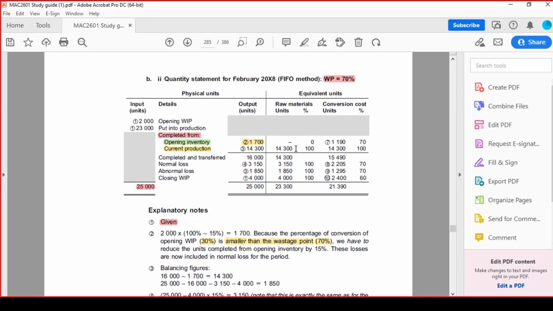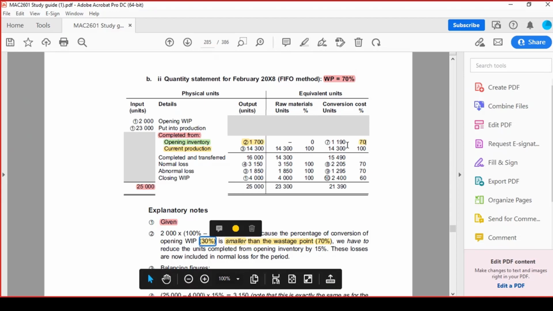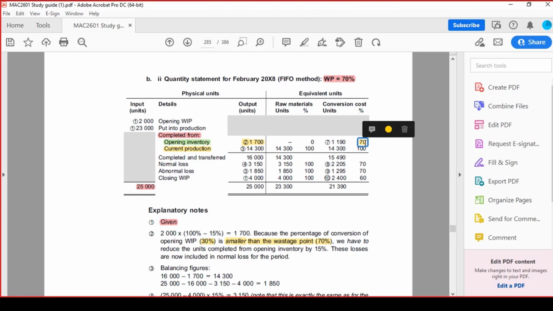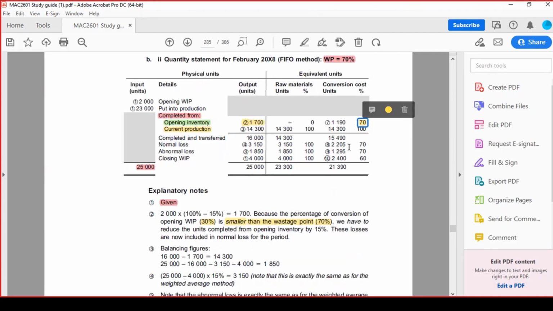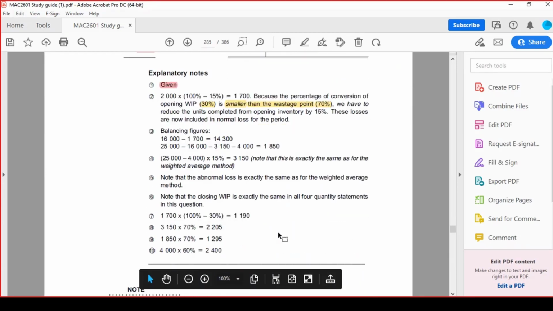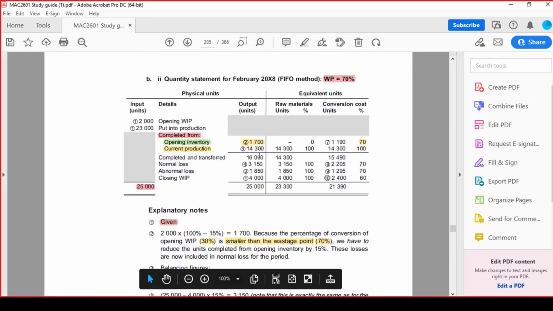Then you still continue with the equivalent rules under first in, first out. Here you acknowledge the percentage that still needs to be done for you to complete this opening inventory. So it was 30%, but we need 70% of it to be done. So you still put that 70%. But as you can see, it's 70% of the 1.7.